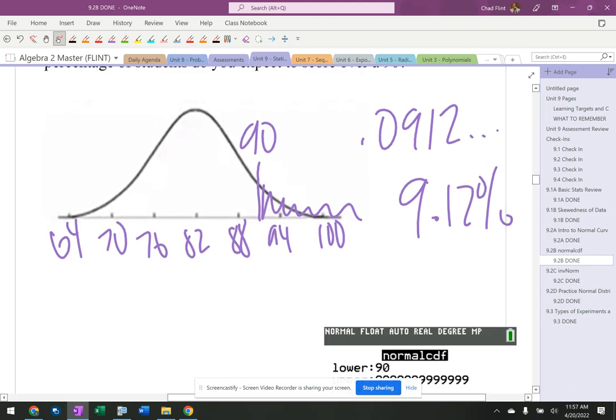out and talk about what percentages are where, but that's a tail, all right? There's not a lot of percentage in a tail. Most of the percentage is in the center of that normal curve. So that's what I should be thinking about when I'm doing this.